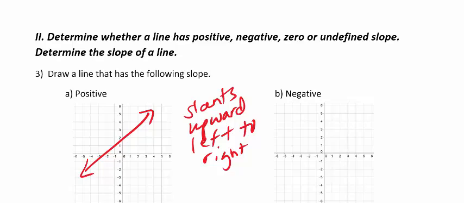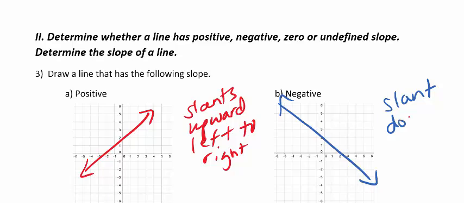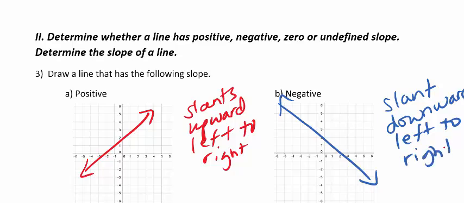Now a line that has negative slope is going to come down left to right, like here. So this one is going to slant downward left to right. And you always read a graph left to right.